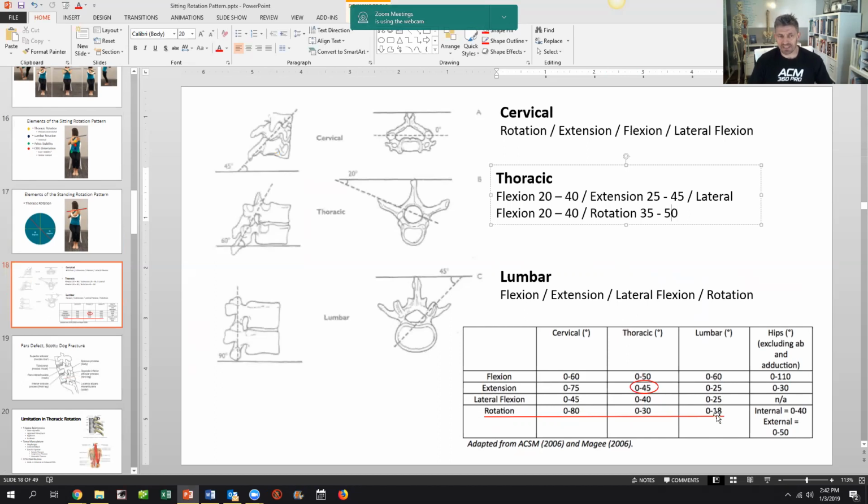18 degrees is on the extreme end of that range of motion. We do not really want to see a lot of that range of motion in the lumbar spine of rotational components, and I'll show you why right now.